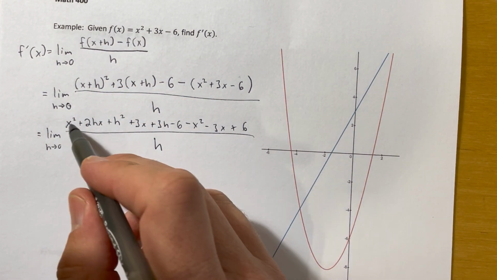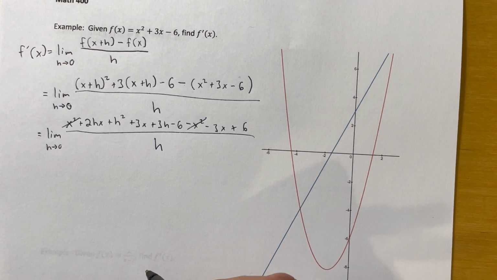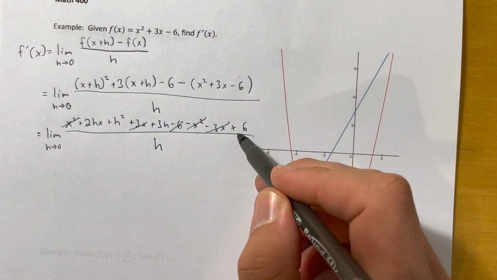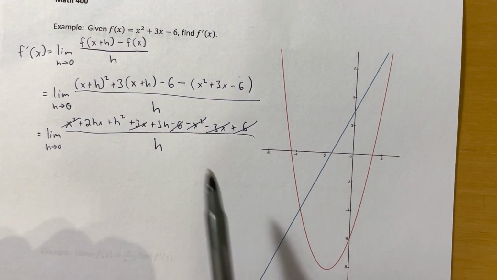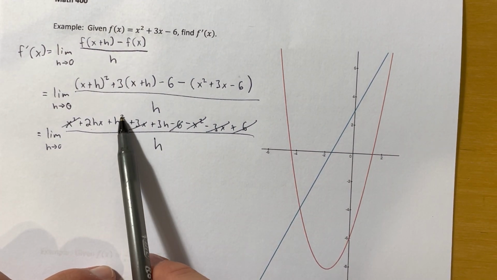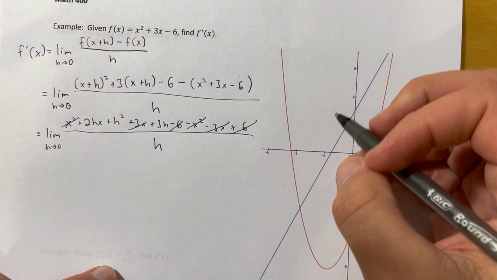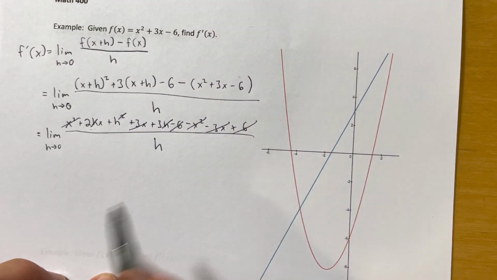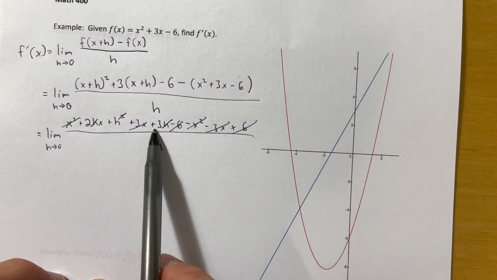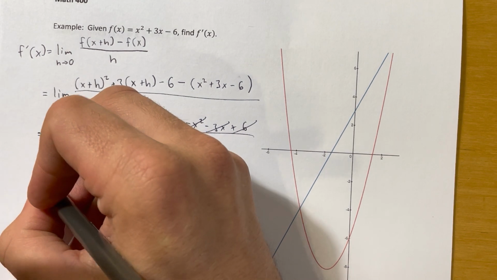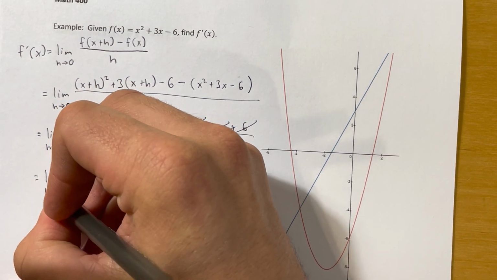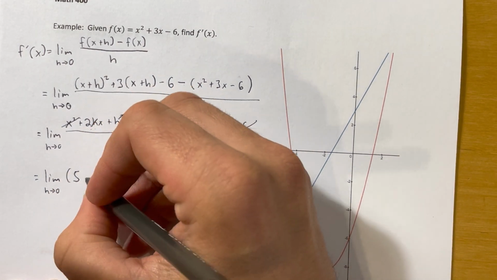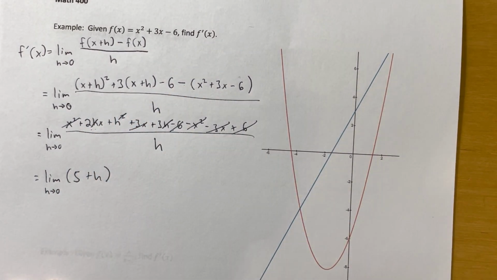Does that happen? Well, let's see. I have an x squared and a negative x squared. Those cancel. I have a 3x and a negative 3x. Those cancel. Negative 6, positive 6. Those cancel. What's left? 2hx plus h squared plus 3h. Those all have h's in them, so I can cancel my h's as well. And I have 2 plus h plus 3. That's all that's left. So this is equal to the limit as h approaches 0 of 2 plus 3 is 5 plus h. Okay?